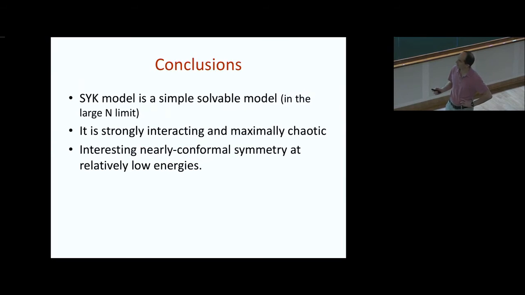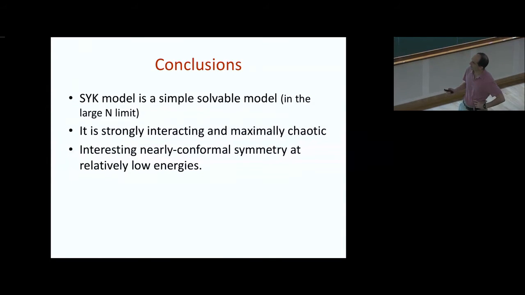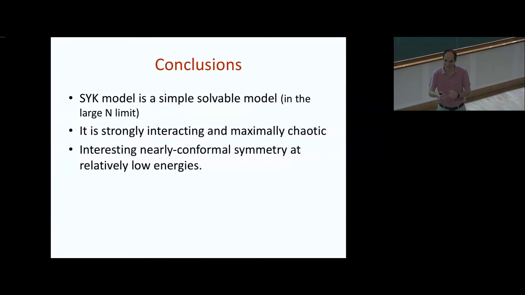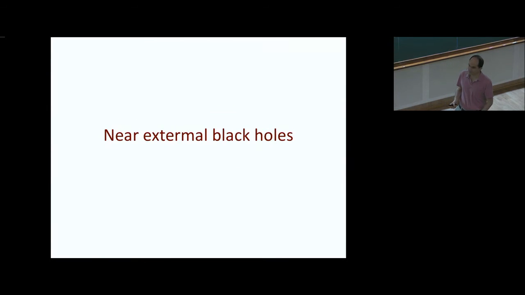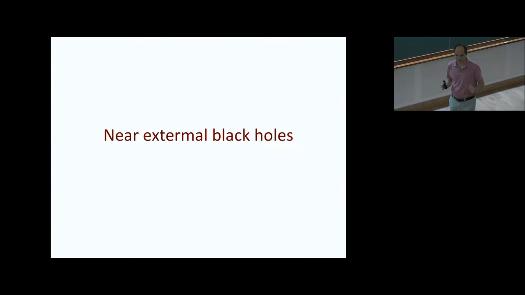So the conclusion is that the SYK model is a simple solvable model in the large N limit, in the sense that the leading order in the large N expansion is solvable, and is strongly interacting and maximally chaotic. That's a nice feature that it has. Normally when you have something solvable, it's too trivial and it's not chaotic. But here it is both solvable and chaotic. So it's in a nice region somehow. It has this interesting nearly conformal symmetry at relatively low energies, and so on. So those are all features of the SYK model.